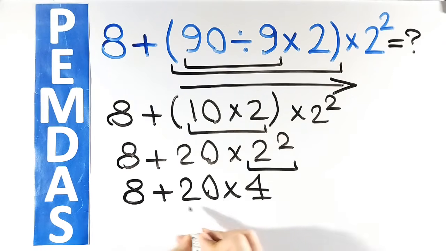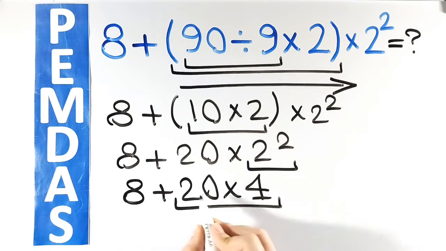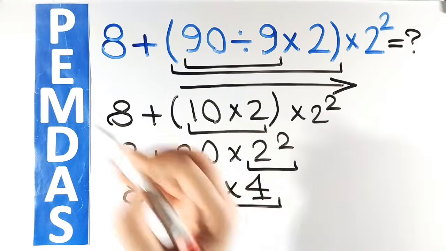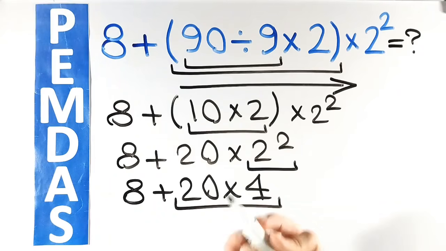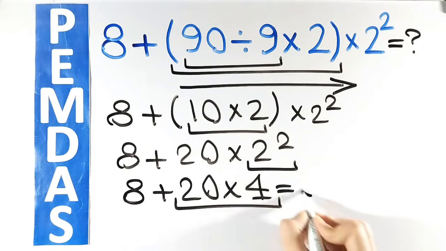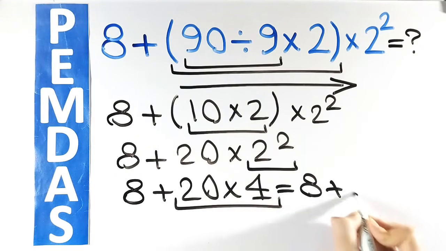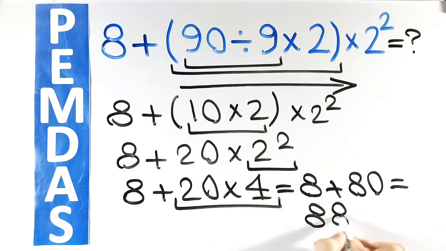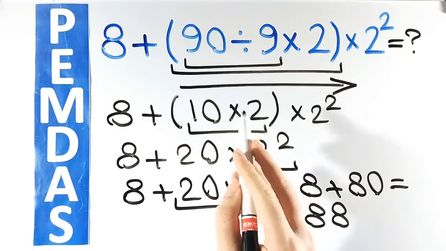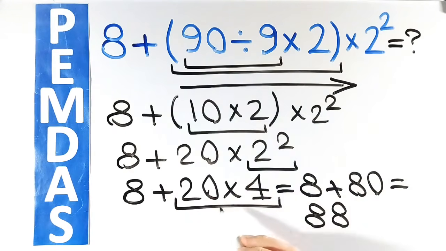And the final step, we go for the multiplication between 20 and 4 because multiplication has priority over addition. So, we write this expression as 8 plus 80, which finally gives us the answer 88. Okay, now let's solve another math question together.